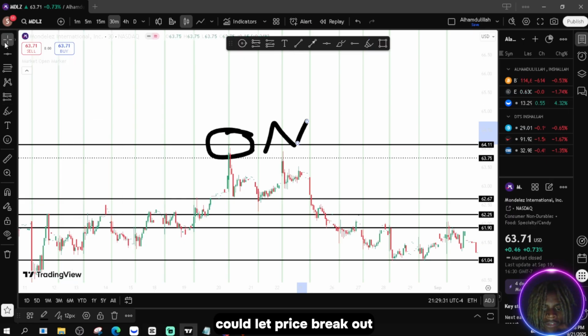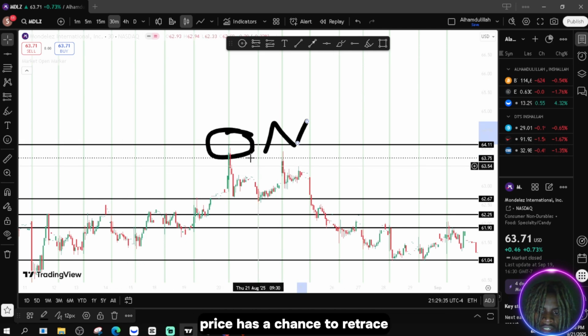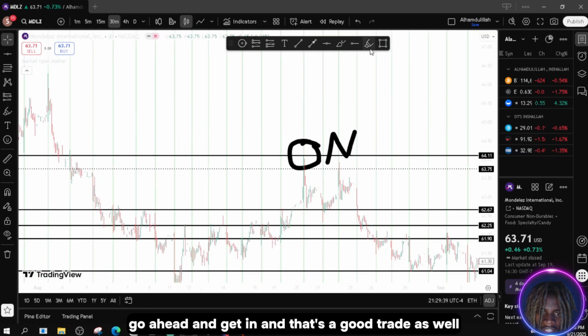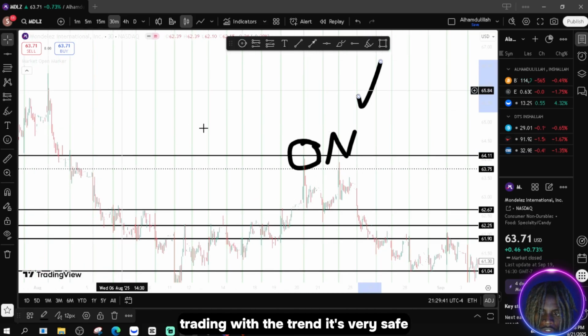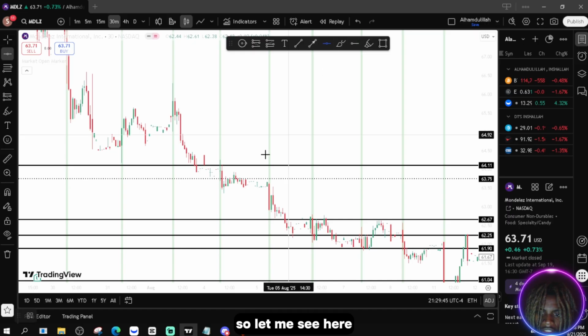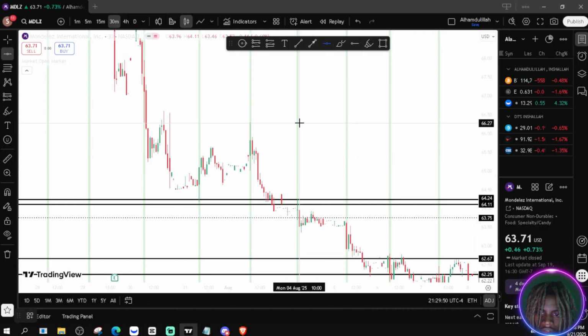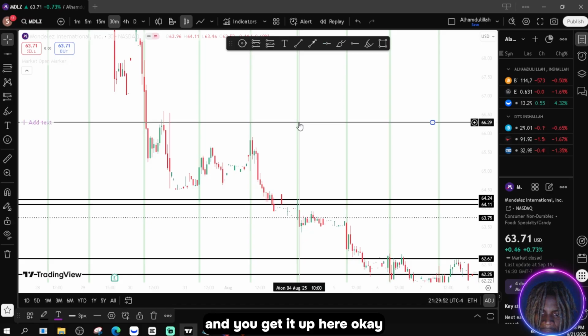You could let price break out, do its thing. Wherever the breakout closes from, price has a chance to retrace, turn the resistance to support. If it does that and you get a 4-hour close, go ahead and get in. And that's a good trade as well, trading with the trend. It's very safe. So let me see here. You can get in here too. And you can get in up here.